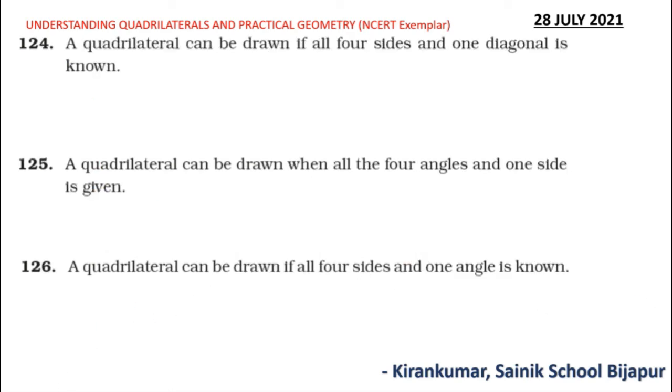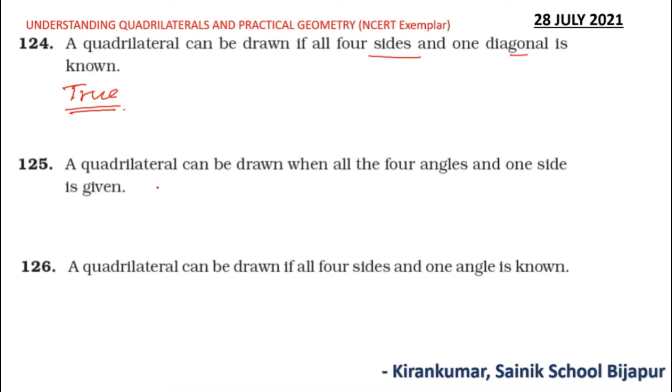Question number 124. A quadrilateral can be drawn if all 4 sides and 1 diagonal are given. This is true because we have done the construction when 4 sides and 1 diagonal are given.